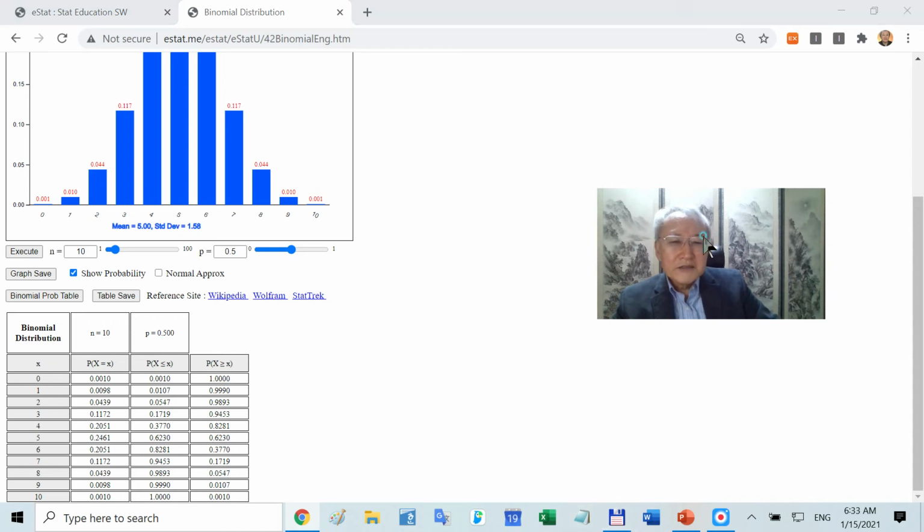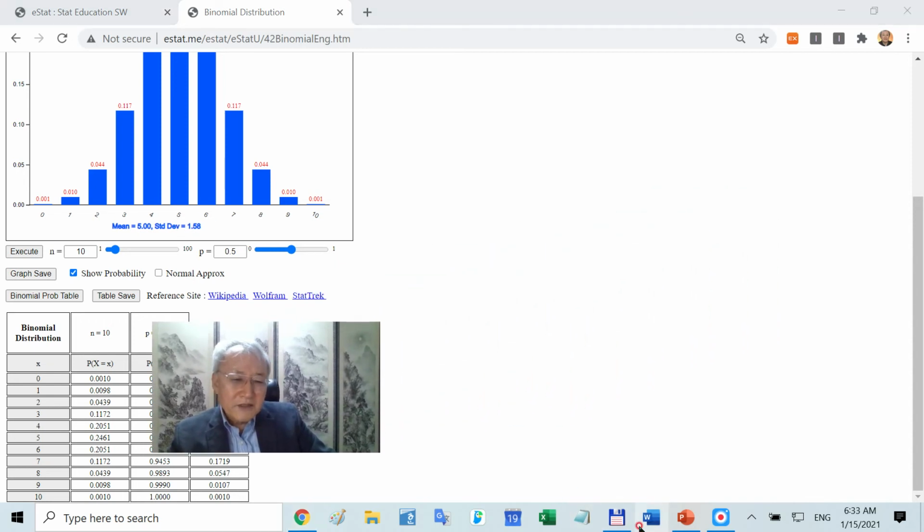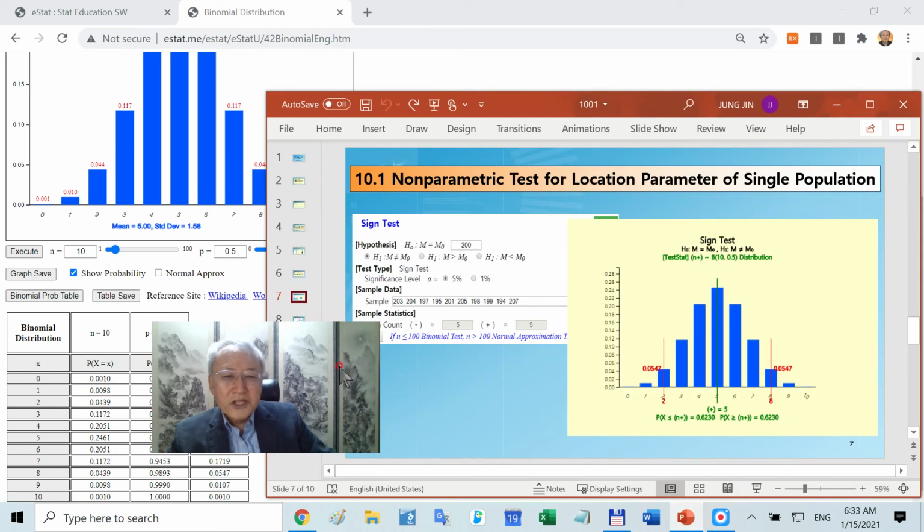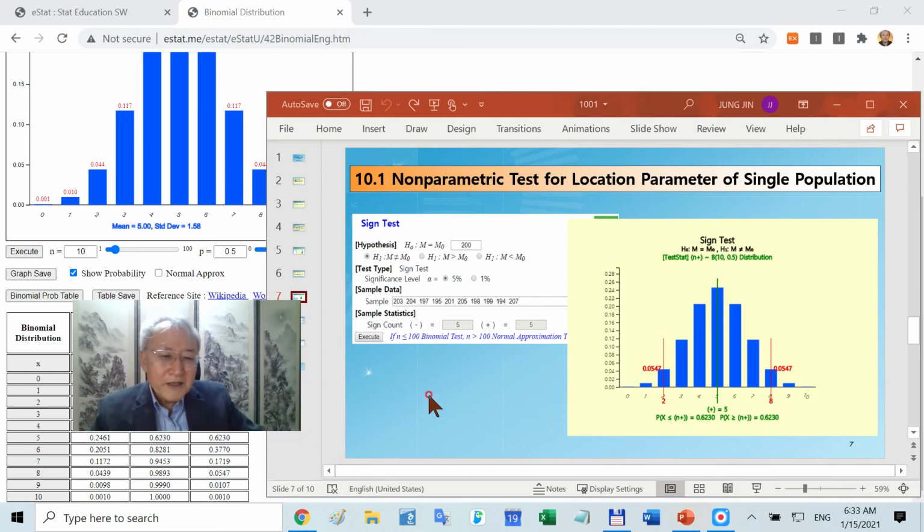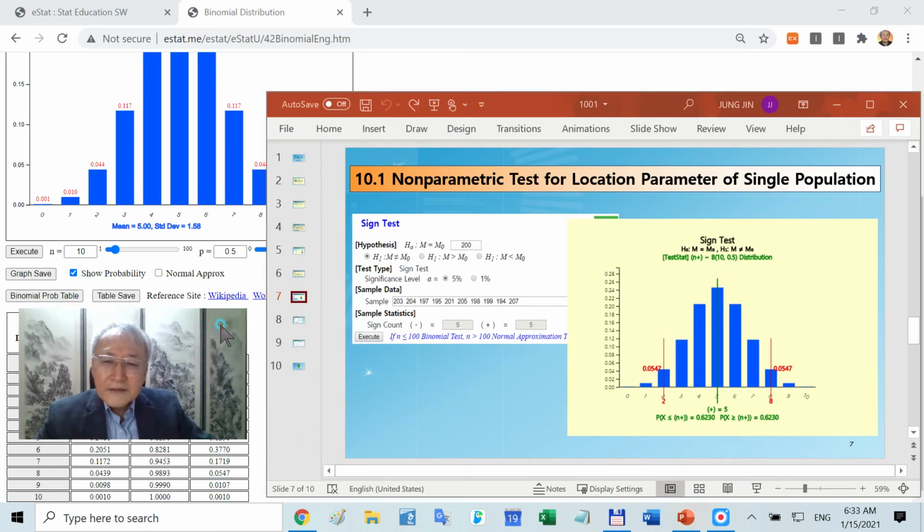The significance level looks a little different because it is a discrete probability. Here's an actual practice of the sign test.